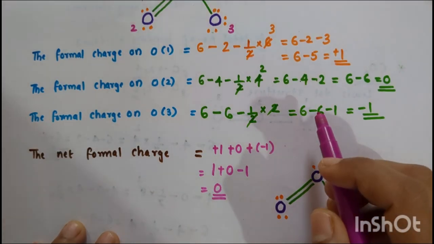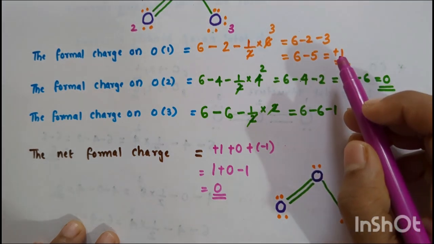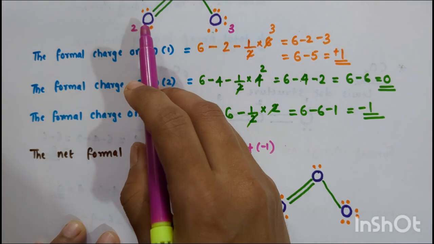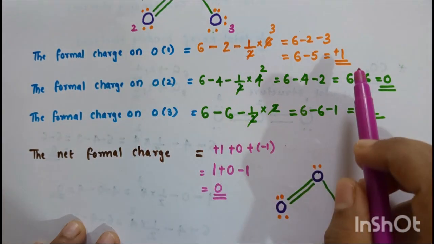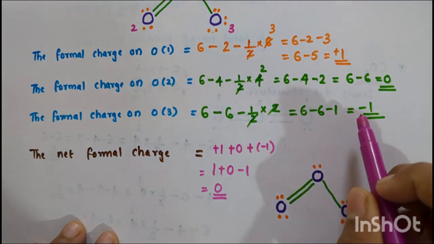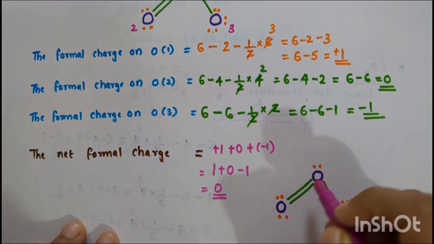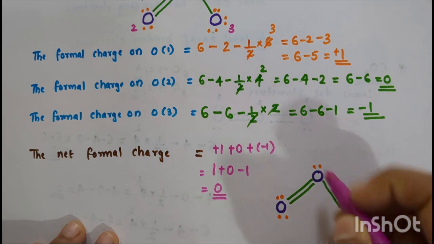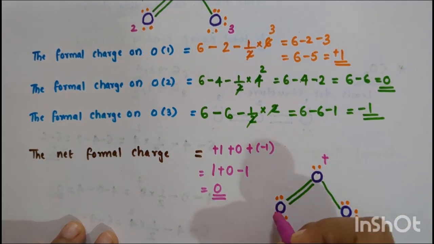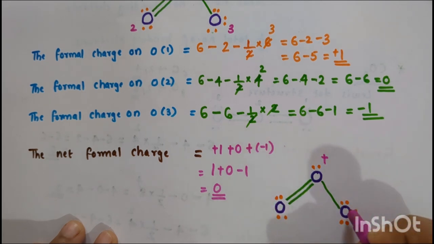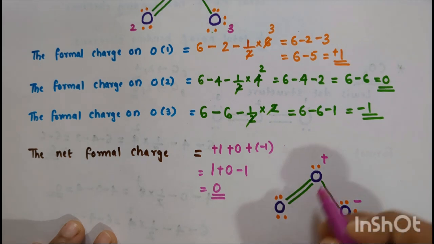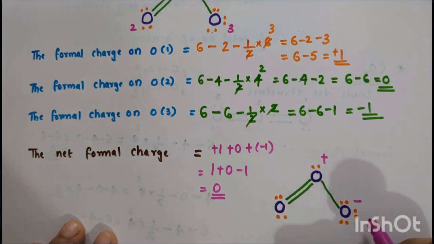So you see, the formal charge on the first oxygen atom, that is the central oxygen atom, is plus 1. The formal charge on the end oxygen atom numbered as 2 is 0. And the formal charge on the end oxygen atom numbered as 3 is minus 1. So we represent the ozone molecule O3 along with the formal charges as: the central atom has a positive formal charge, this end atom has 0, so nothing, and this end atom has a negative formal charge. This is how we represent the ozone molecule along with the formal charges.